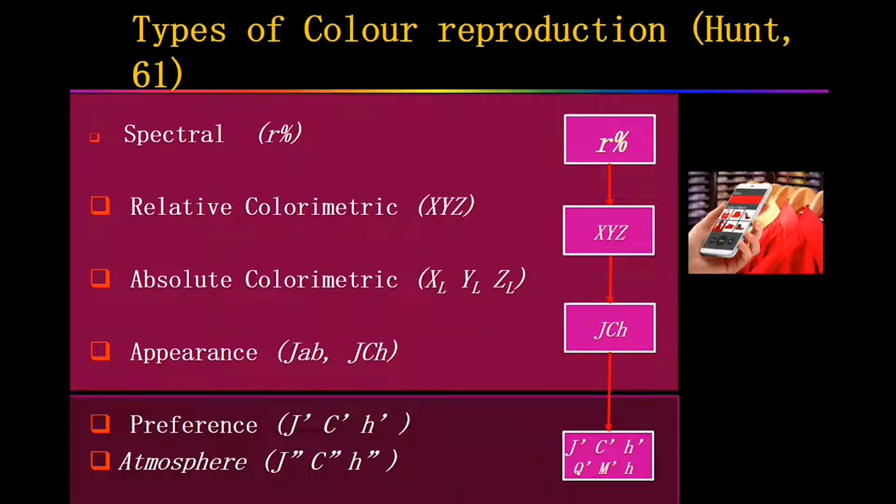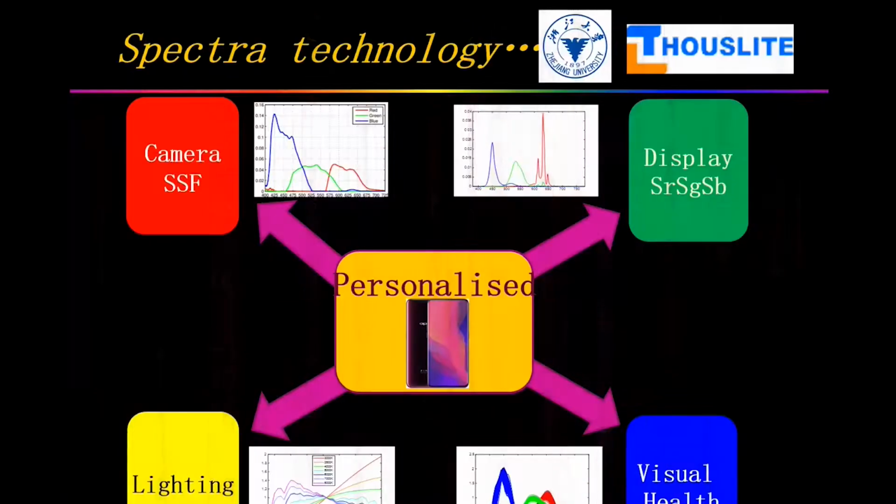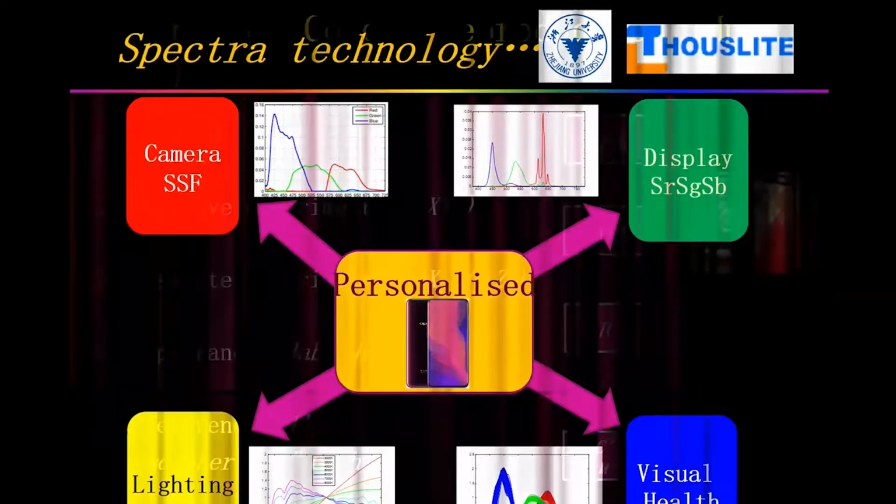Okay, and the fourth is what we call fidelity. So what does that mean? What you capture and what you display need to match. So it's fidelity. You need to get the color right. But how about the users? Do they want accurate colors? No, they want the preferred colors.